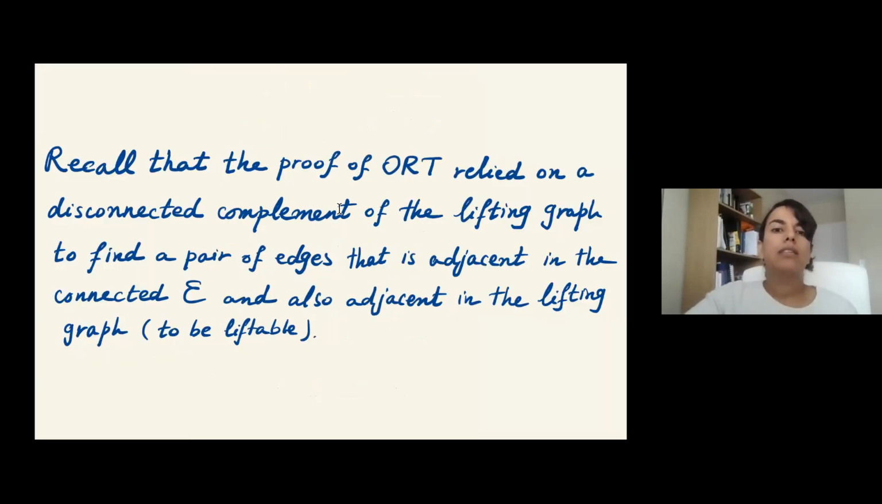Okay, now recall that we were doing this to be able to do lifts in the proof of Okamura and Thomason, or if we are trying to use the same kind of argument with connectivity k plus 1. And it relied on the complement of the lifting graph being disconnected to find a pair of edges that's liftable, but also adjacent in the end graph. So as long as the complement of the lifting graph is connected, we don't need to worry, we can do a lift. So we need to think about what happens when the complement of the lifting graph is connected.